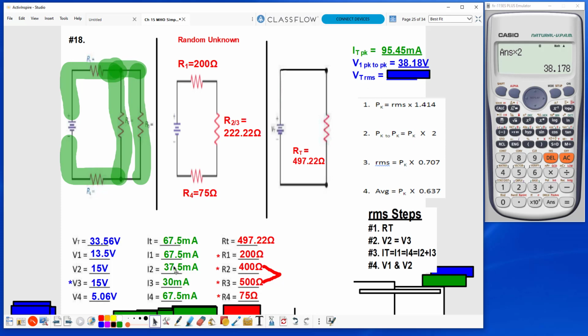VT RMS, well, all of these values down here are RMS values, so the VT RMS is just equal to the 33.56 volts total RMS given here.